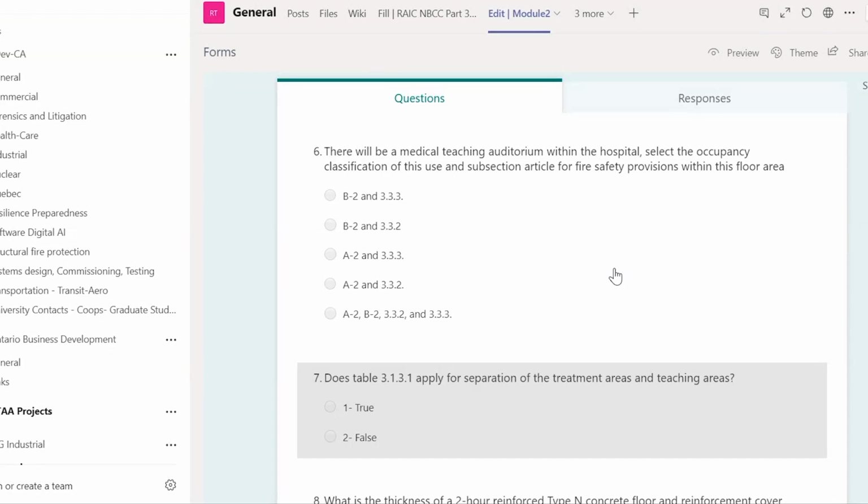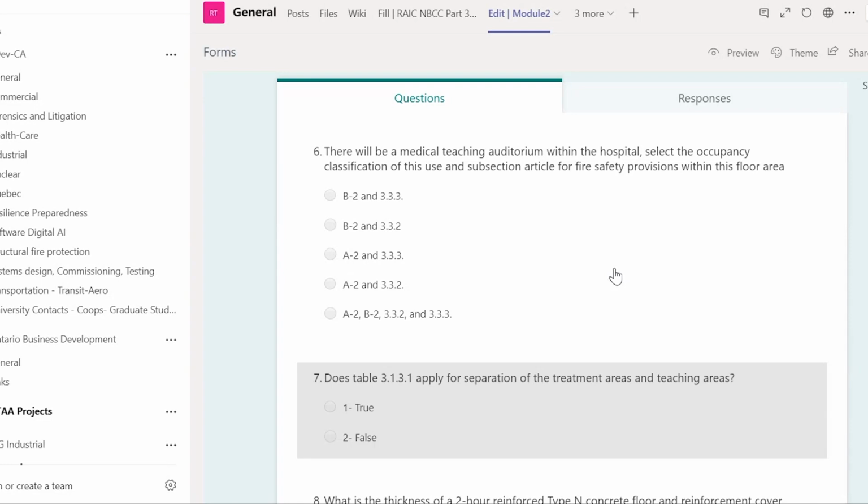I really don't know if they're going to be teaching the students, showing them operations. Sometimes they would have an operation room and then the students around it watching and learning. I'm not sure if it's that kind of auditorium or if it's just a regular type of auditorium where a lecturer comes in and speaks to you and then you go and leave.